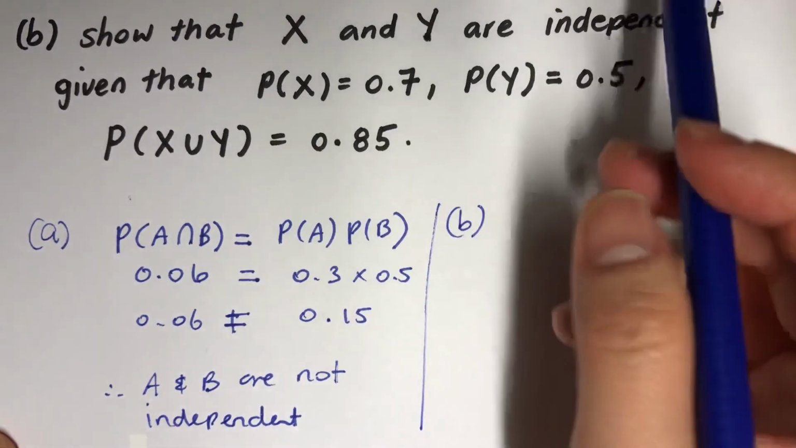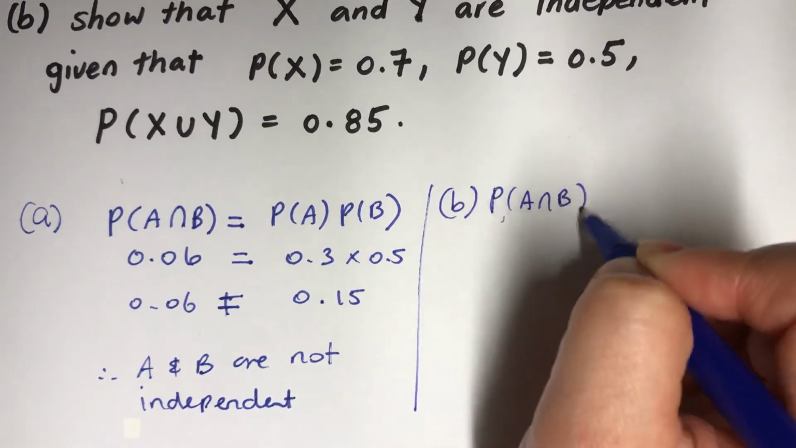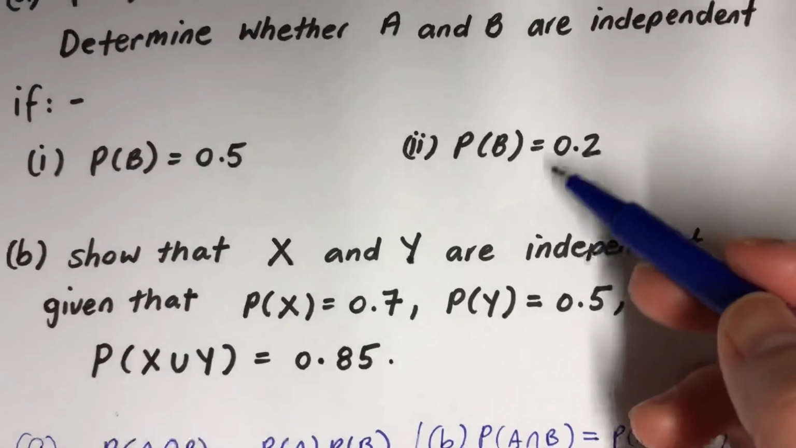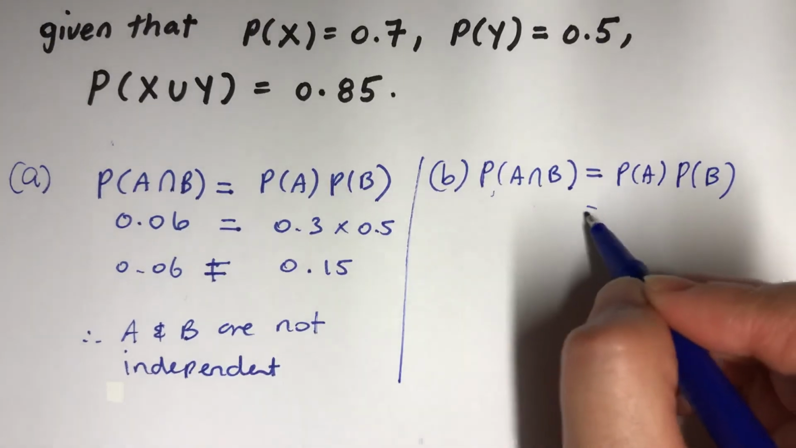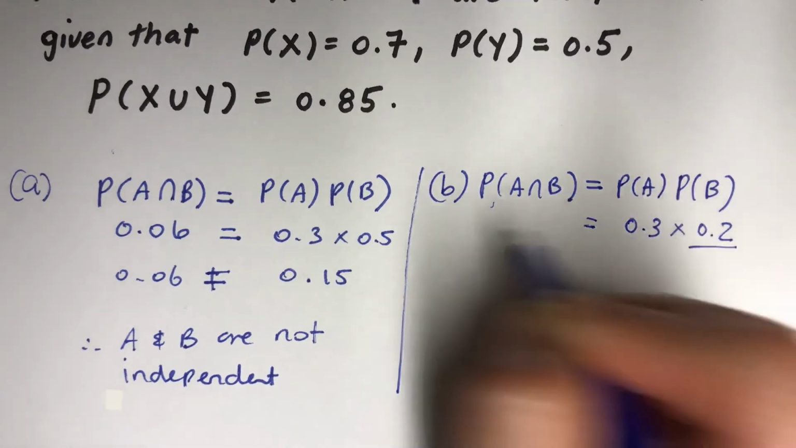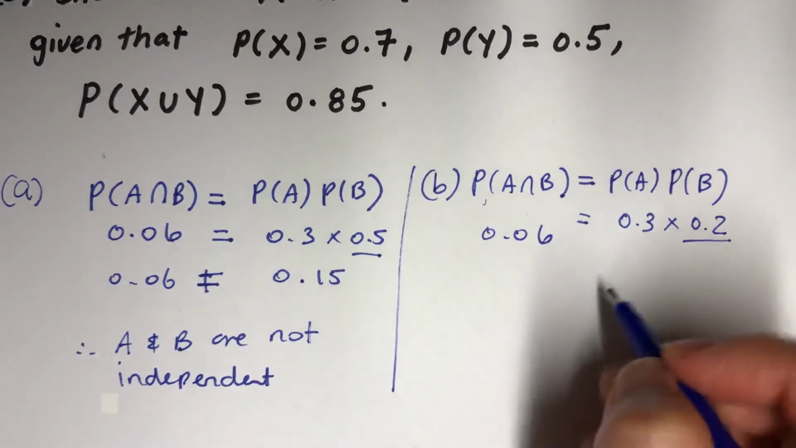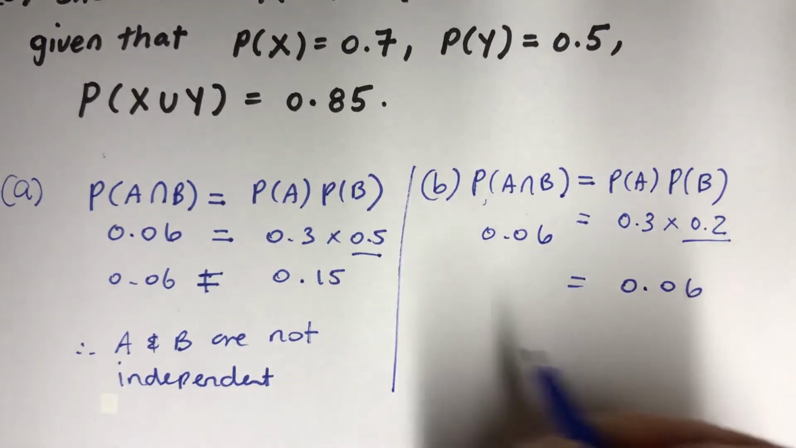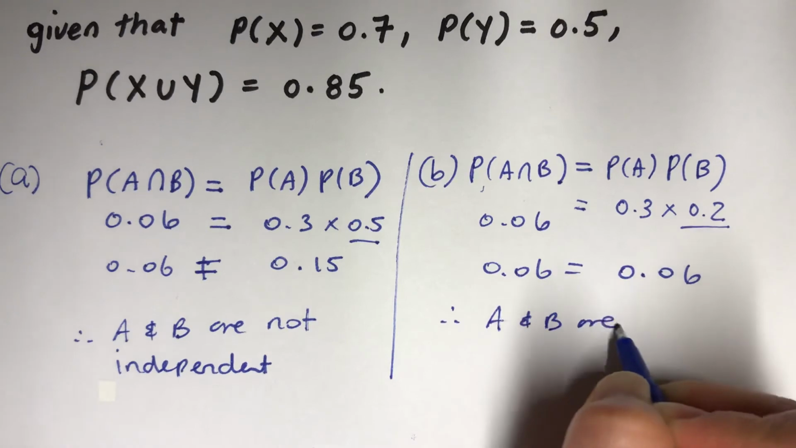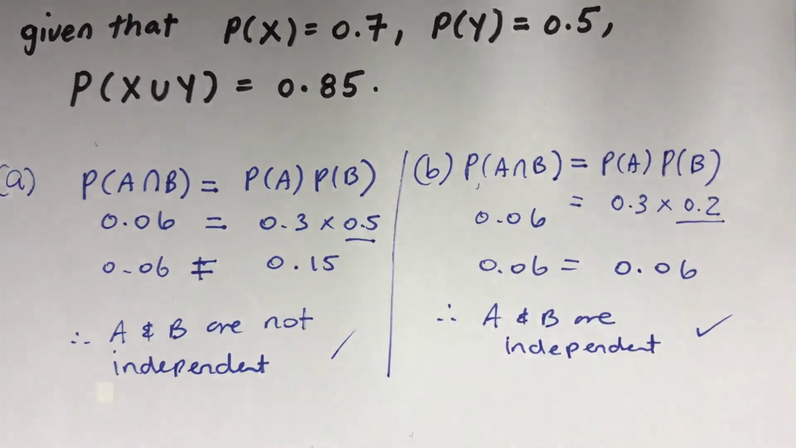And for B, when it was 0.2, so let's have a look. P, same. No, this time it's 0.2. Okay, the P is 0.2. So 0.3 times 0.2, yeah, so 0.06 there in the question, and it is. Yep, bingo. So therefore, A and B are independent. Okay, so that's what it was.